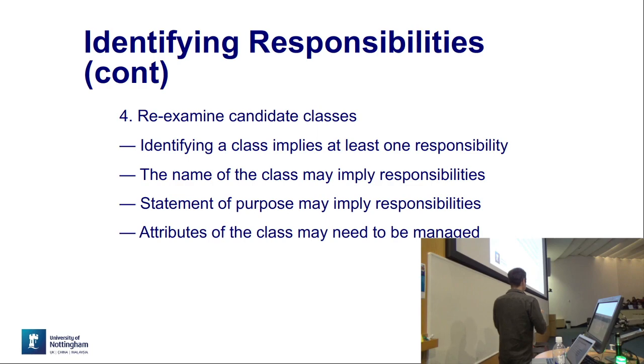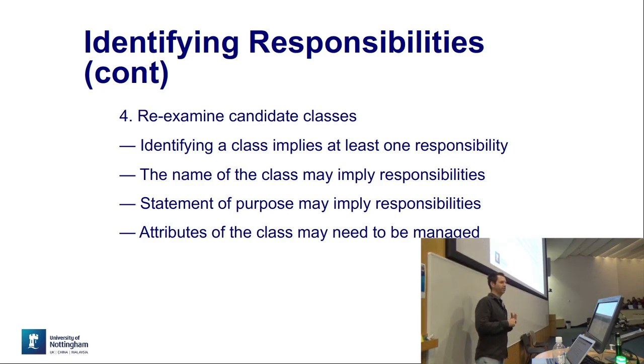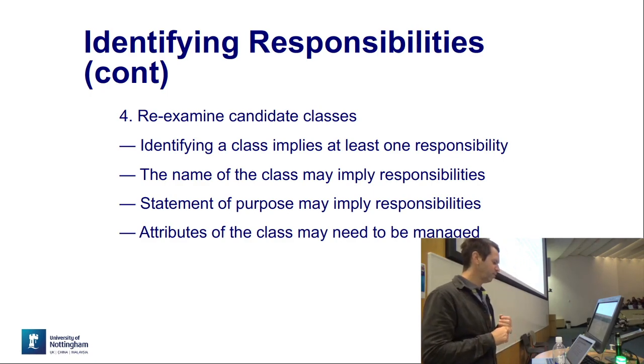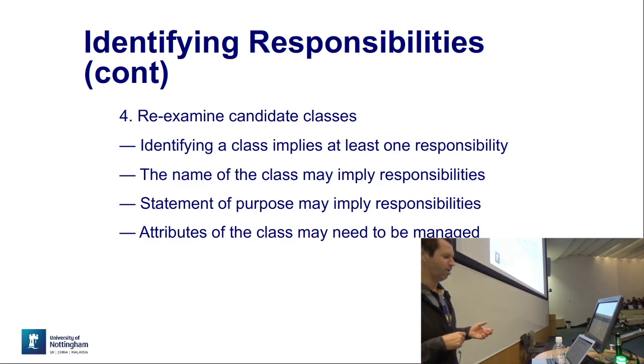And then, once we've identified the responsibilities, we have to re-examine the classes that we identified in the previous exercise. Then we know that every class has at least one responsibility. The name of the class may imply responsibilities. A statement of purpose may imply responsibilities, and attributes of the class have to be managed. Those information nouns like length, width, height, depth, how often, those all have to be managed.